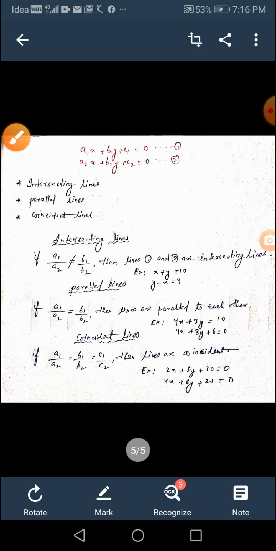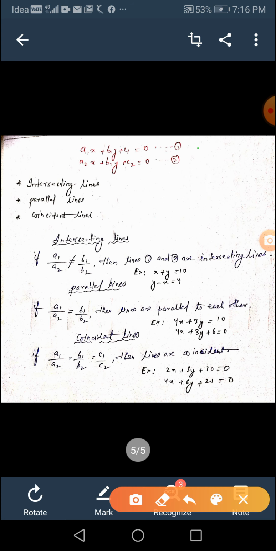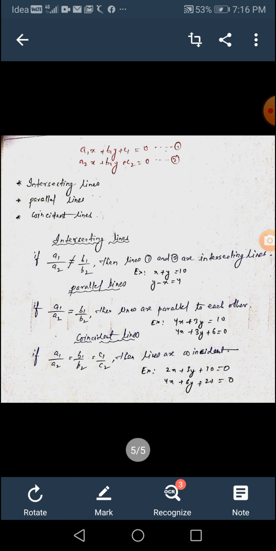This is the topic. So I have taken two general equations. See the equation properly. a1 x plus b1 y plus c1 equals 0, this is the general form to represent a linear equation. The second one is a2 x plus b2 y plus c2 equals 0. Here a1, a2, b1, b2 are the coefficients of x and y, and c1, c2 are constants. Understood?